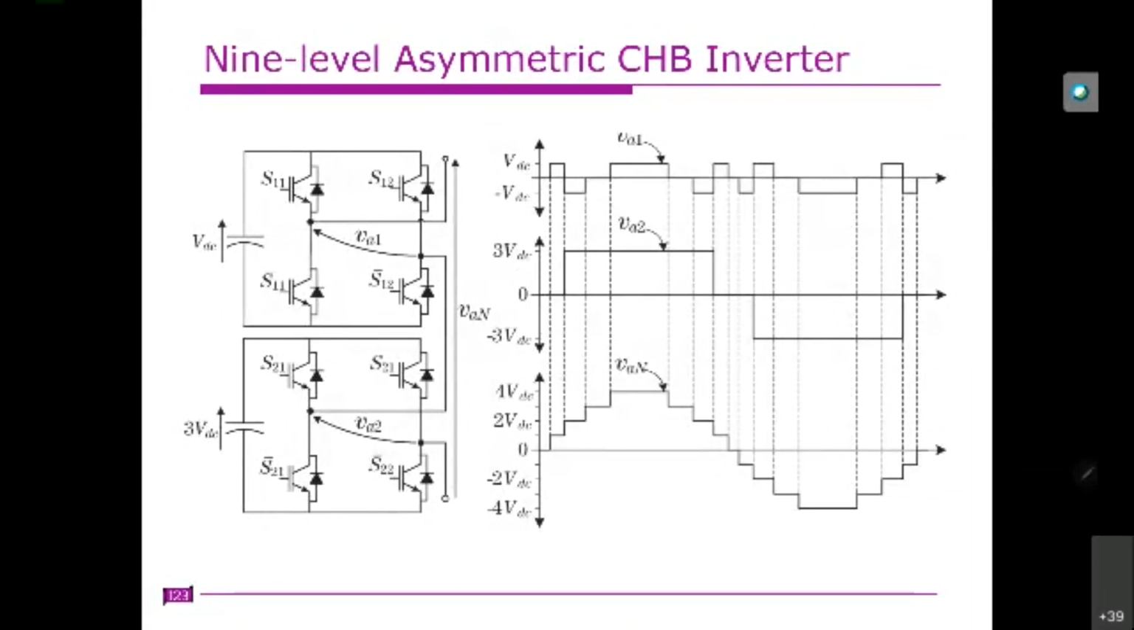For example, we have VDC and 3 VDC here. You're supposed to get 9 levels, starting from 4 VDC to minus 4 VDC. This is the output voltage of the highest rating H bridge, which as usual will operate at the fundamental frequency, so it is a quasi square waveform. This is the output voltage of the lower one, that is VDC. This is the combined output, which varies from 4 VDC to minus 4 VDC.